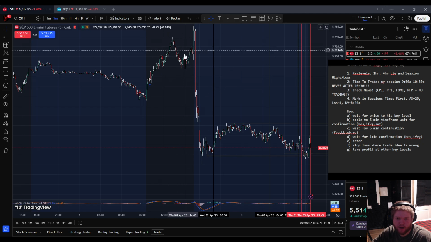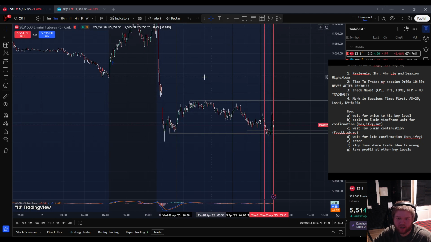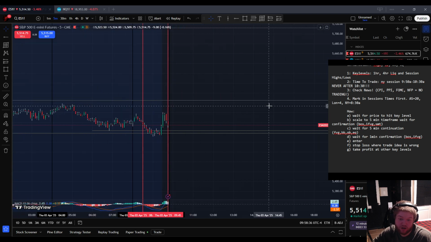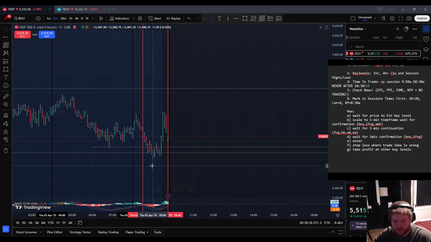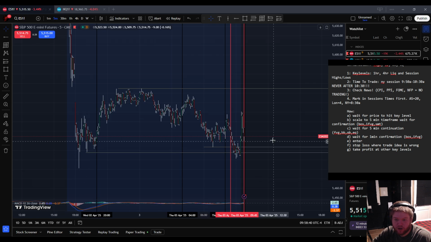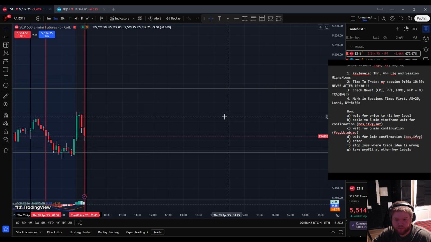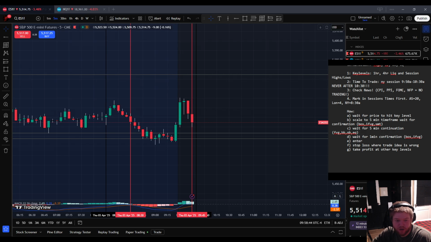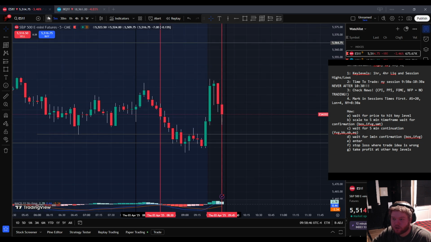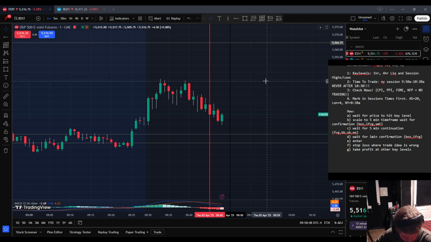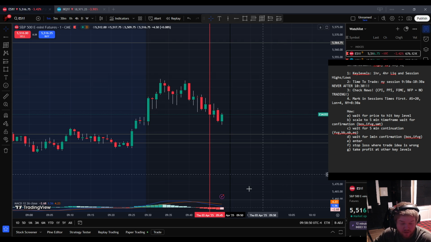This fair value gap right here. We want price to come up and clear this, which I think it'll do. From this leg down, sweeping this liquidity here, and rallying, which is what we want it to do. Right down to 1 minute. Boom. We have 1 minute, 11 seconds for this to close.